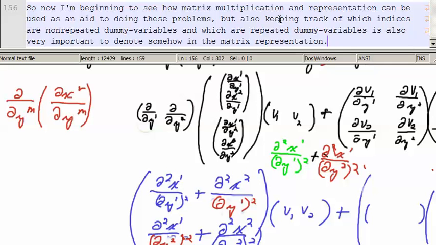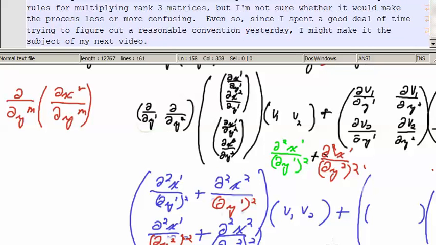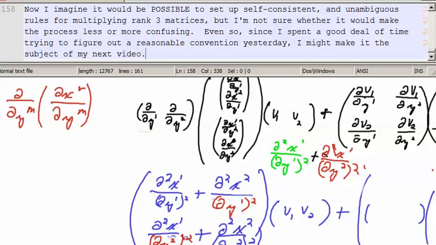You also at least need to keep track of which indices are non-repeated dummy variables and which are repeated dummy variables. That could also be important to denote somehow in matrix notation. Now I imagine it would be possible to set up self-consistent and unambiguous rules for multiplying rank 3 matrices, but I'm not sure whether it would make the process less or more confusing. Even so, since I spent a good deal of my time trying to figure out a reasonable convention yesterday for multiplying rank 3 matrices, I might make it the subject of my next video.